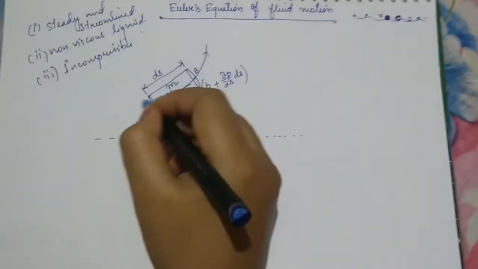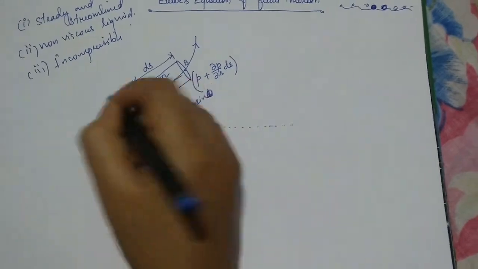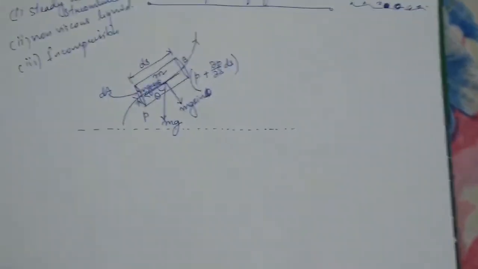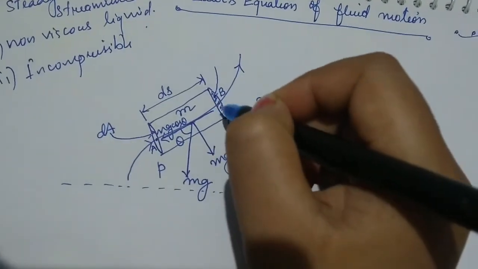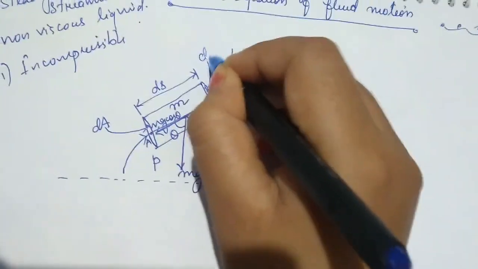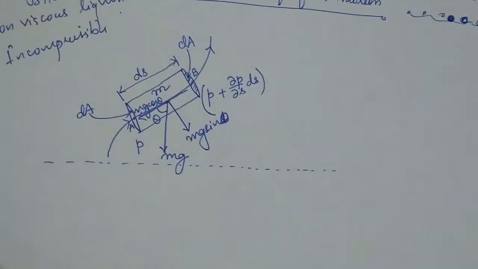And consider this particular element has an area of cross section of dA. It is a cylindrical element we are considering, so it has an area of cross section, means this particular face. This shaded face has an area of dA. All right.